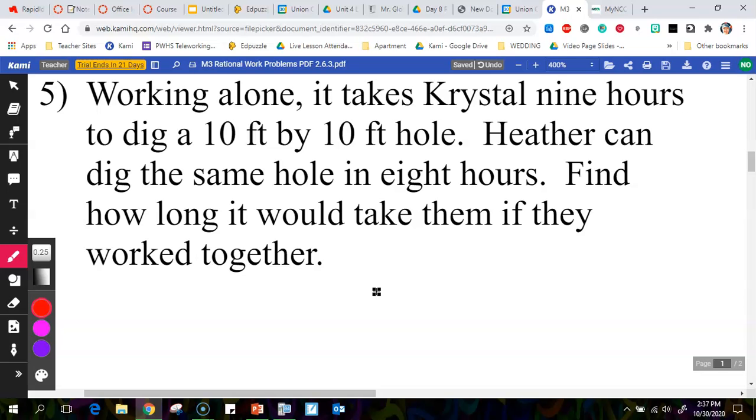It also says 10 by, okay. Again, remember to just ignore the stuff that you don't need. You don't need to know how big the hole is. It doesn't matter. So Crystal takes 9 hours. That's 1/9. Heather takes 8 hours. And together, they want to know how long it would take together.